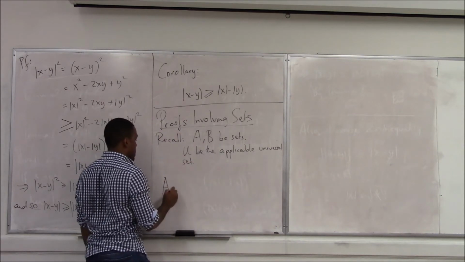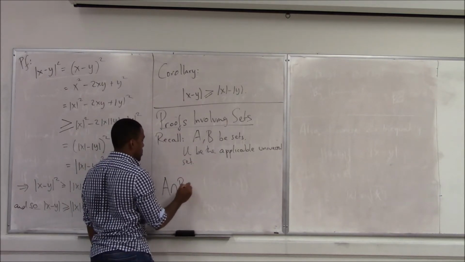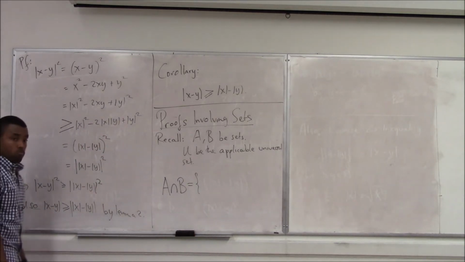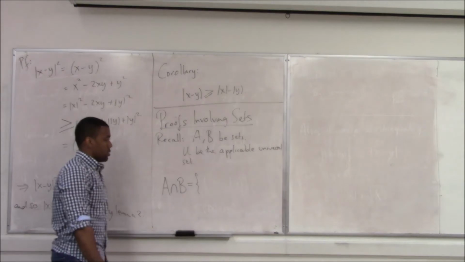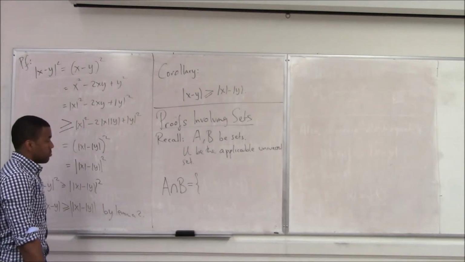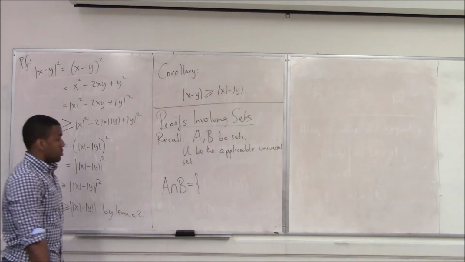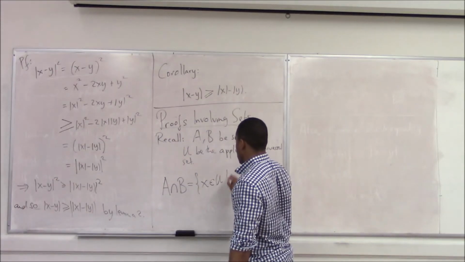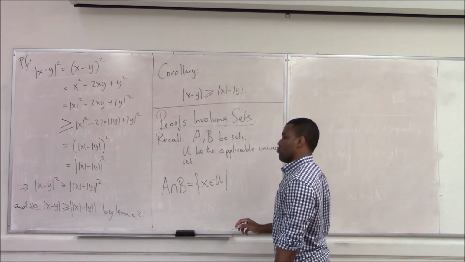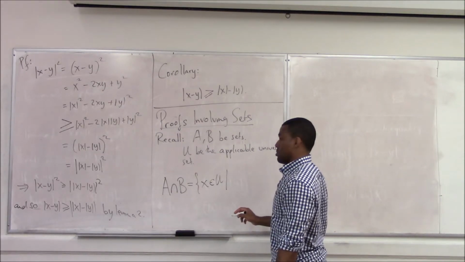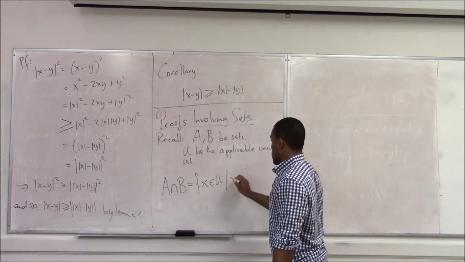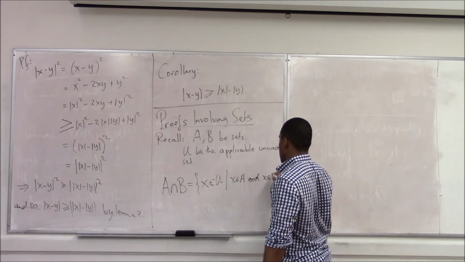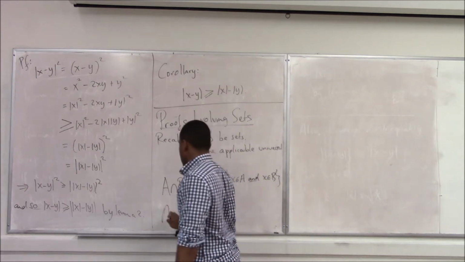If I say A intersect B, what does that describe? How would you define it? The set of all x in U such that x is in A and x is in B at the same time. Okay. What about A union B?